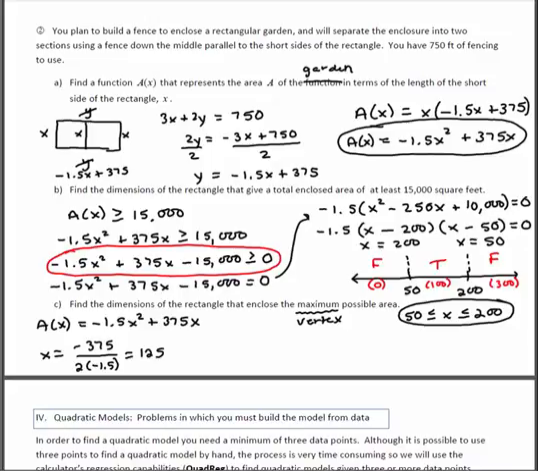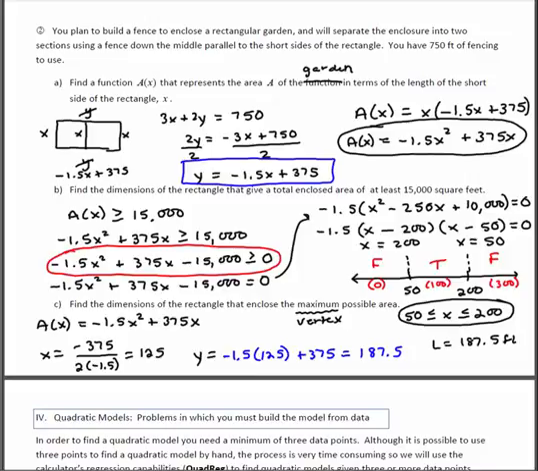That's one of the dimensions. It's the width of the rectangle. To get the length of the rectangle, I also need a y value. So if I come back up and say, well, I actually had this expression here for y. So if I plug 125 in for x, let's see, I got 187.5 for that. So my conclusion is that the maximum area will be enclosed if I have a length of 187.5 feet and a width of 125 feet.